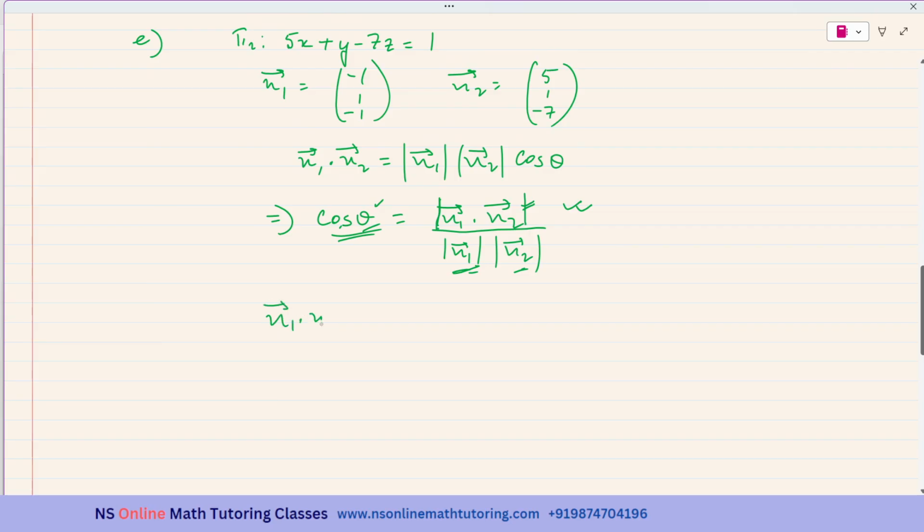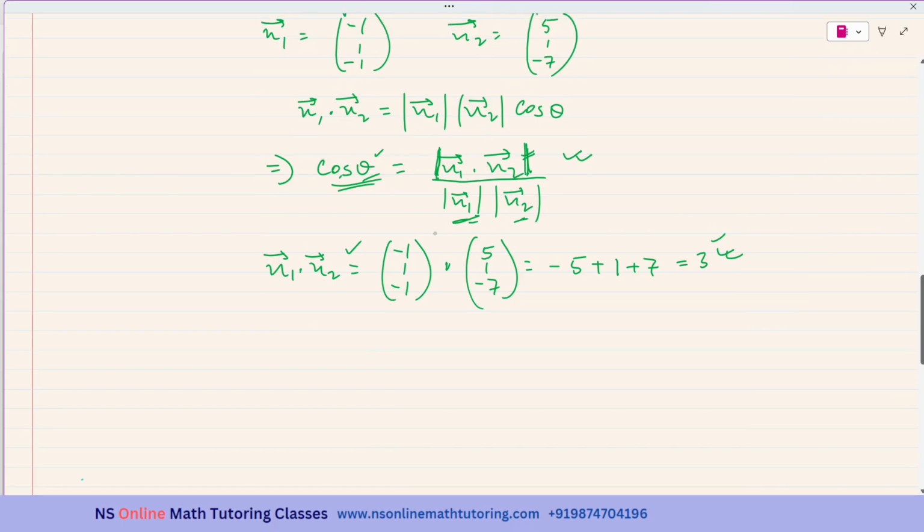n1 dot n2 equal to (-1, 1, -1) dot (5, 1, -7). So this is minus 5 plus 1 plus 7. 7 plus 1 is 8, minus 5 is equal to 3. So we are having a positive value for this dot product, so the absolute value is not needed because we are having a positive value.